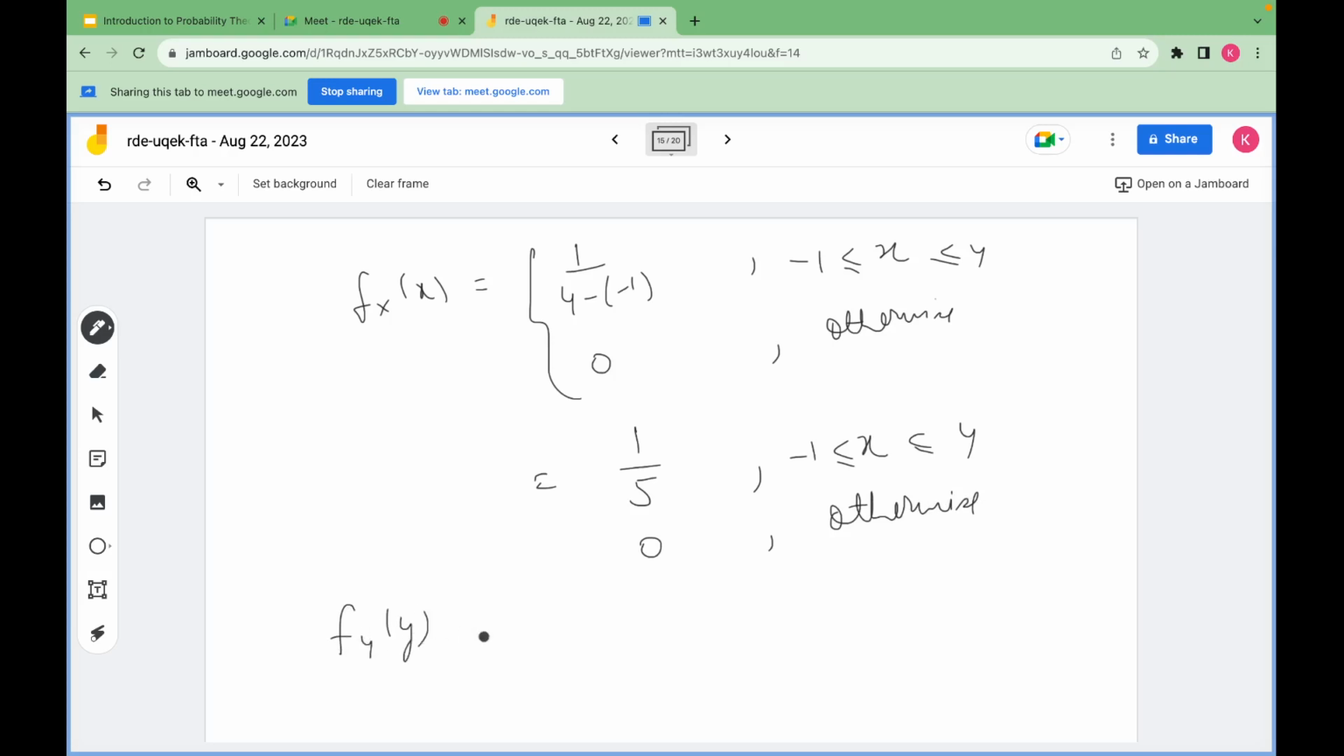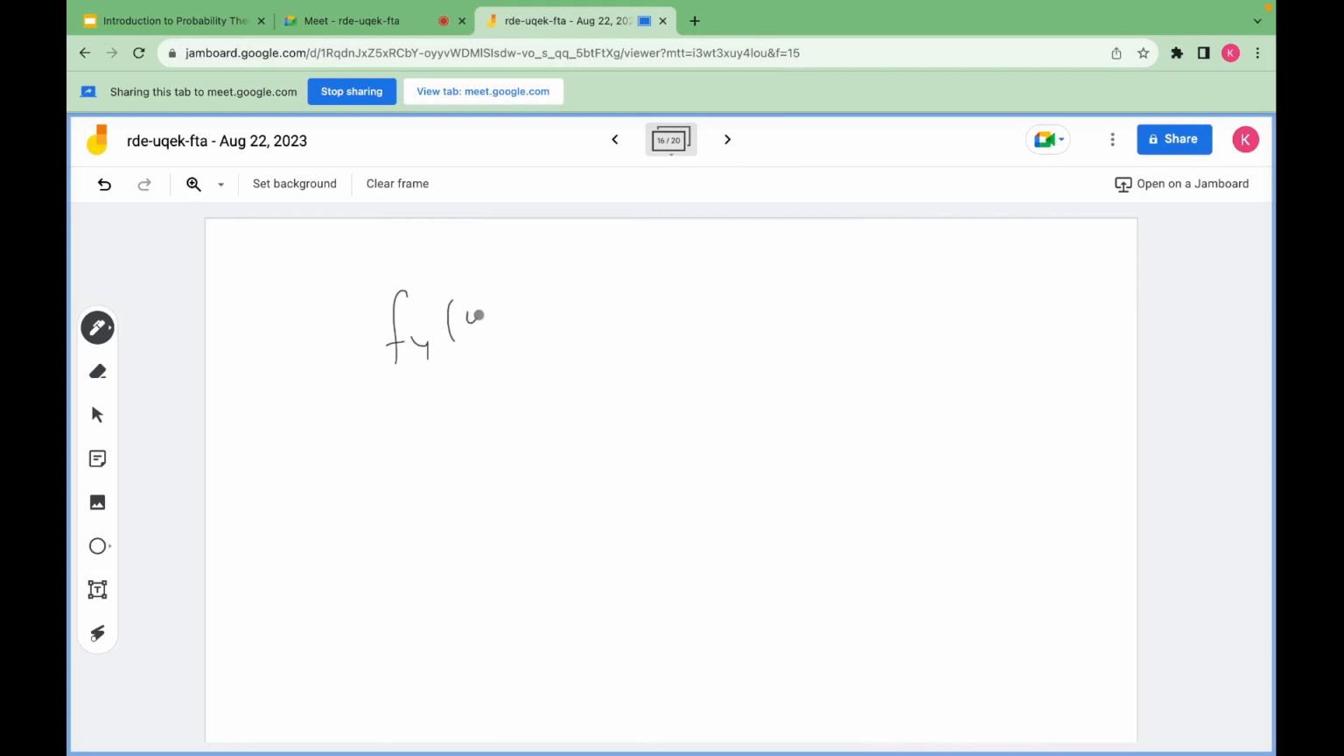Now f_Y is f_X into dx by dy. So this is 1 by 5 into 1 by 2, which is 1 by 10. So this f_Y is 1 by 10 when y varies from 3 to 13. We saw that for the range of x from minus 1 to 4, the y ranges from 3 to 13, and it will be 0 otherwise.